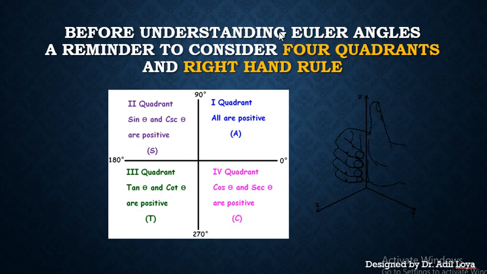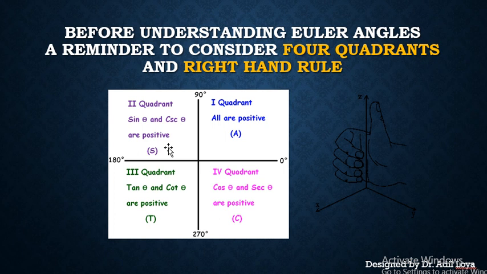Before understanding Euler angles, a reminder to consider four quadrants and the right hand rule. These are the four quadrants. The first one is on the right hand side, which is shown with the blue color, and then on the upper left hand side we have the two positive, where sine theta and cosec theta are positive.